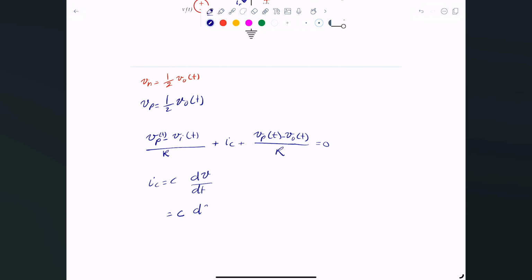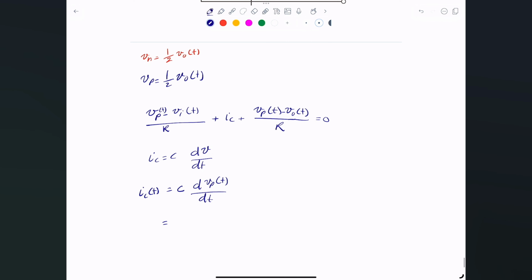What's the voltage? Well, it's Vp of t divided by d of t. That will be the Ic of t, which is basically C times... I can substitute it in here if I wanted to, but I know what it is in terms of V out. Well, why don't I just do this here and then substitute what the Vp output is?